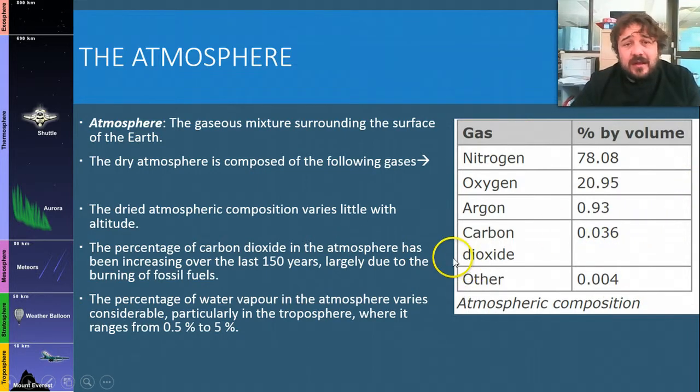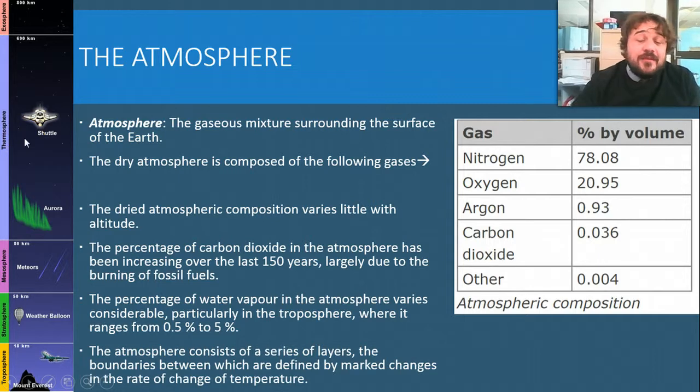Now, it varies by a factor of 10 in the troposphere, but between the troposphere and the thermosphere, it also varies quite a lot. So the atmosphere consists of a series of layers, and basically what defines these different layers, and they're very, very sharp, is the way the temperature moves as you go up. And we'll have a look at what that is in a second.